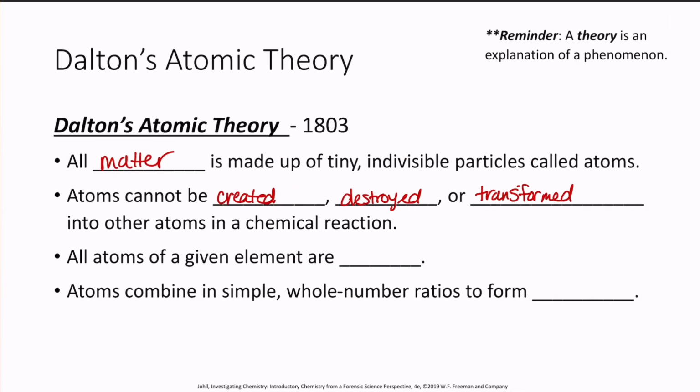This is important in chemical reactions. We're not talking about nuclear reactions, we're talking about chemical reactions. Now, all atoms of a given element are going to be identical. And atoms can combine in simple whole number ratios to form compounds. Most of these postulates of Dalton's atomic theory are true. The claim that all atoms of a given element are identical is not. And we'll talk about that in just a little while.